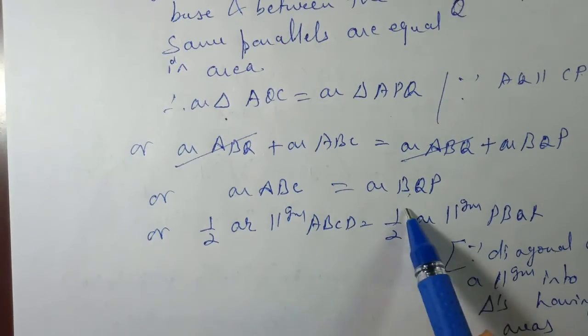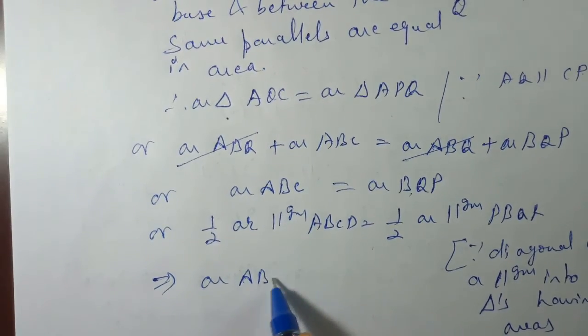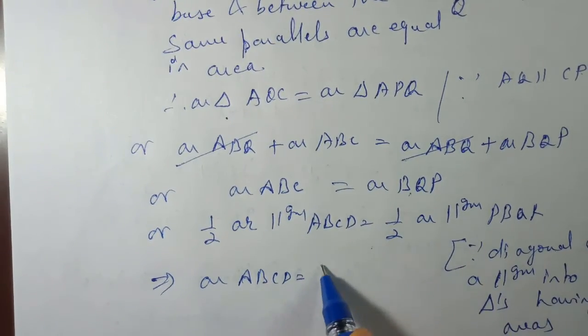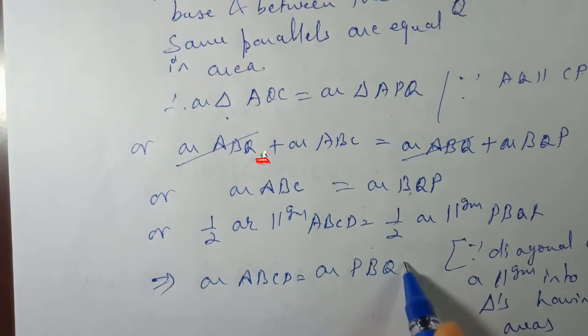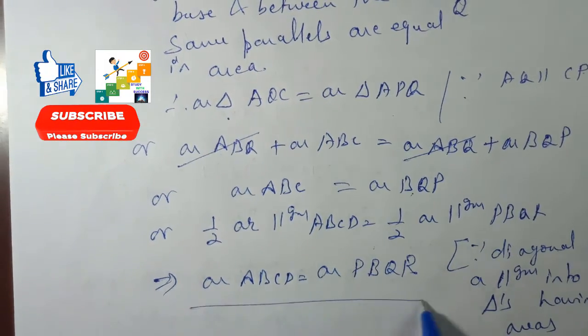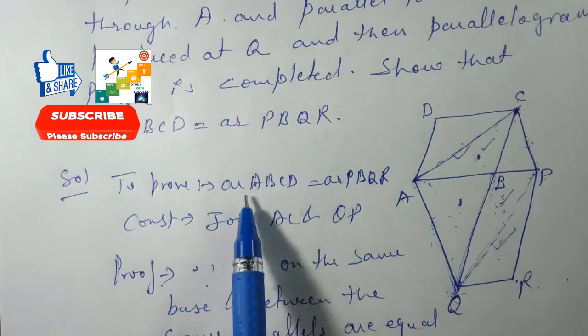So half and half will be cancelled. This will give area of parallelogram ABCD. No need to write the symbol of parallelogram. We can write completely the name of the quadrilateral, the parallelogram PBQR. So this is the condition that we had to prove.